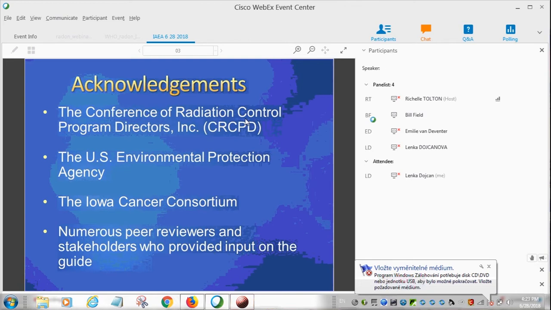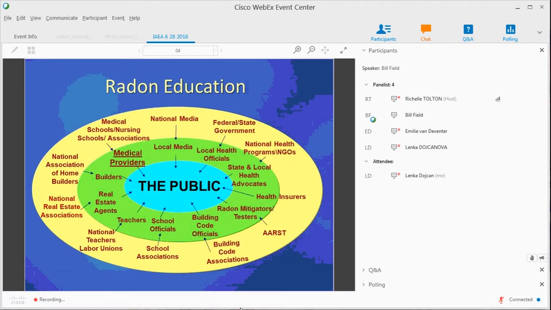I'd like to have some acknowledgments for the development of this guide, CRCPD. The guide was developed through a contract with CRCPD. They were really helpful during this process. Folks at the Environmental Protection Agency, Howard Cancer Consortium, and numerous reviewers and stakeholders provided input into the guide. But really the focus groups that we assembled prior to developing the guide were instrumental in developing its contents for communicating the issue.